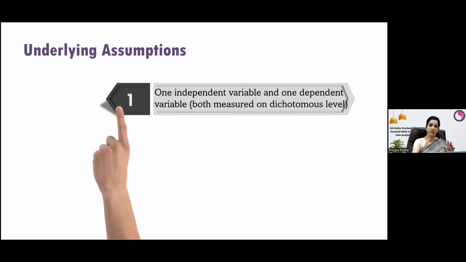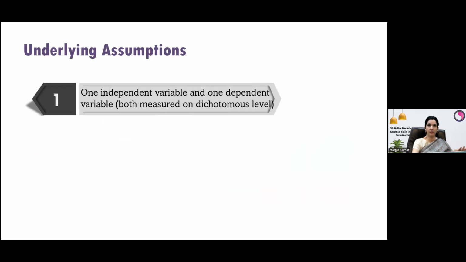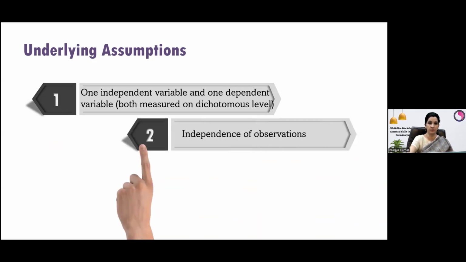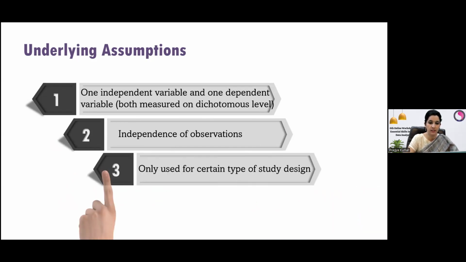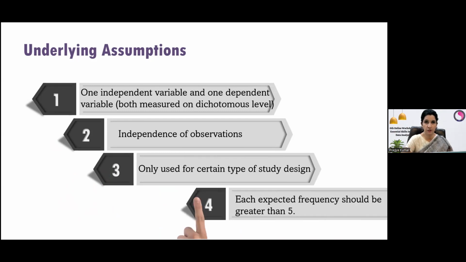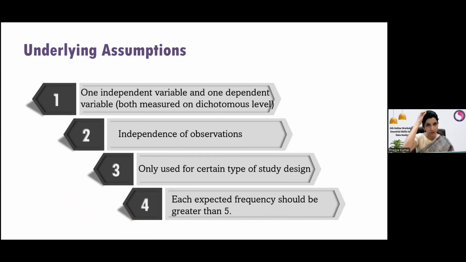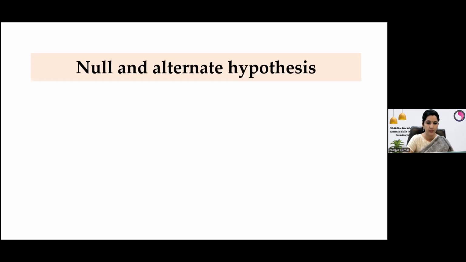So what are the underlying assumptions? Again, the independent variable and dependent variable both should have two levels. That means it should be a binomial variable. And then there should be independence of observation. We have discussed this, so I'm not repeating it. And it is only used in certain types of research design. Because for a classical cross-sectional study, you start with one population. So you have to see the methodology, how they have recruited. If your study question or research question warrants the use of such a test, then definitely you can use this. And again, the expected count should be greater than 5.